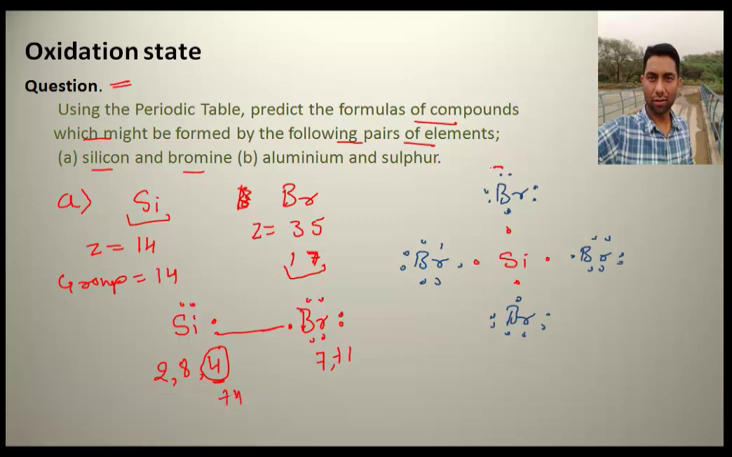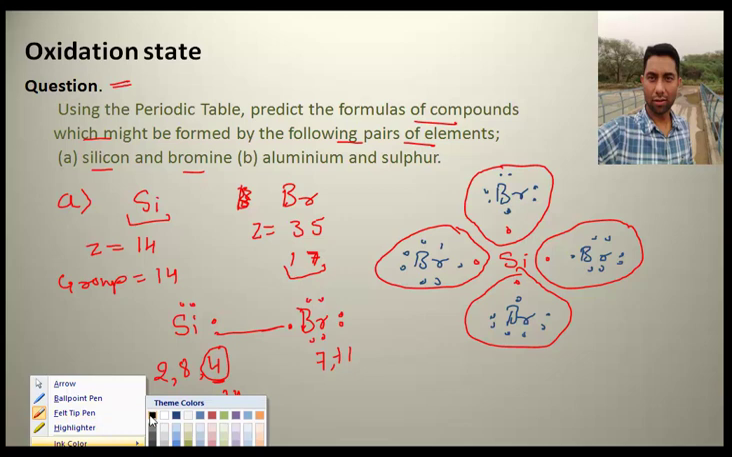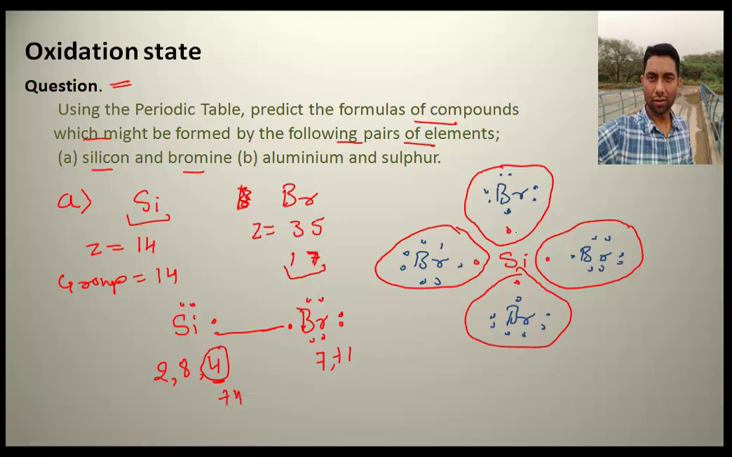Now let us see whether the octet of both the elements is completed. Just relate this bromine 7 plus 1, 8. This bromine 7 plus 1, 8. This bromine 7 plus 1, 8, and this bromine also. So the octet of all the bromine atoms is completed. Now what about this silicon? Silicon, you can say, one electron is shared from this bromine, second from this, third from this, fourth one from this, and it has 4 electrons of its own. So thereby the octet of silicon is also completed.